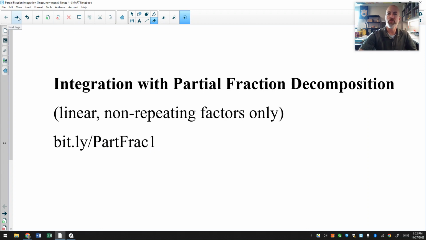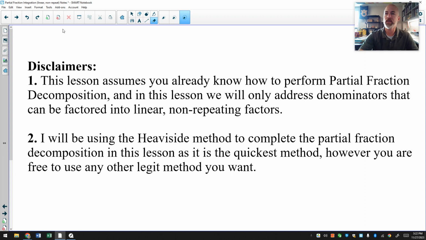Because I will probably do another video with more complex partial fraction decomposition. This particular lesson assumes you already know how to do partial fraction decomposition. And in this particular lesson, we will only be looking at denominators that can be factored into linear, non-repeating factors. Those are the easiest types you can possibly get. And that is all you will see in BC.